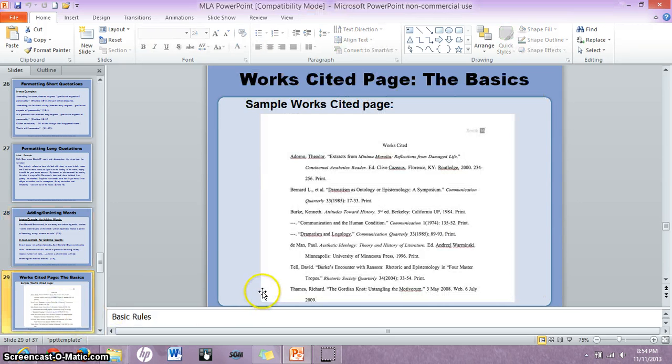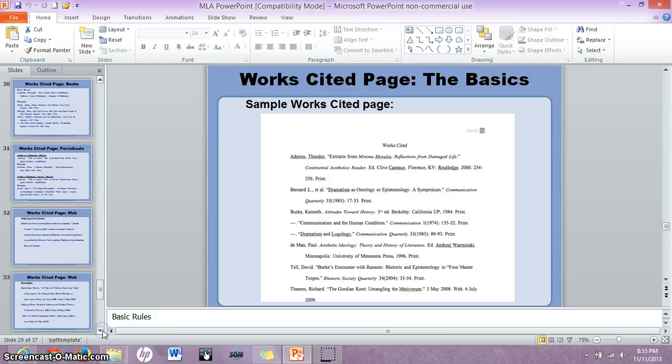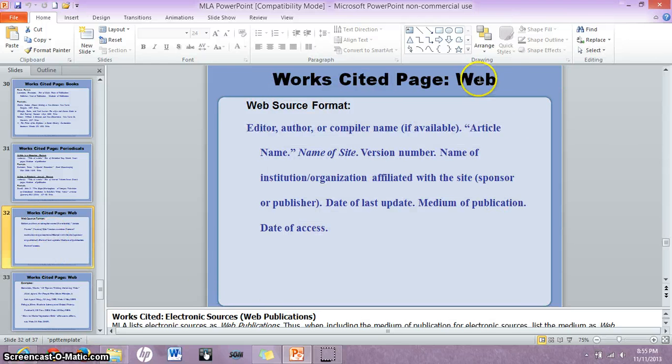All right, so here's what a Works Cited page looks like. There's your title. Again, no formatting, no underline, no quotes, no nothing. Just Works Cited. Make sure that the first line is always aligned on the left, and then every line after that is indented once. Okay, so in general, that's what it's going to look like. Let's go all the way down here. This is how you're going to format your Works Cited page.